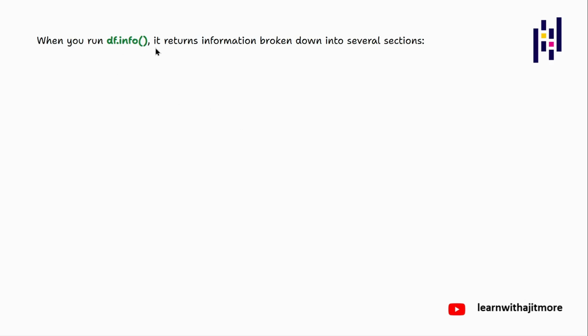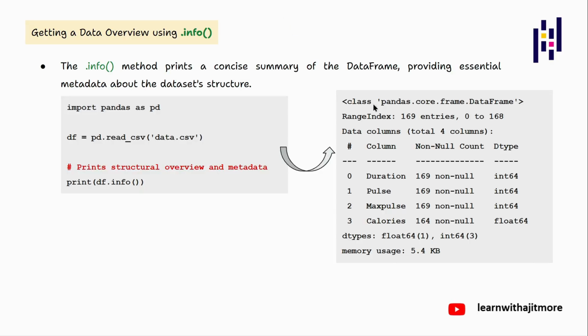So whenever you are running this df.info(), it returns information broken into several sections. All those sections you know now. The first section is giving the class name or the data structure name, meaning your data frame is kept in which data structure? So it is in DataFrame. This is the class name. This class is in this module, this module is in this package, and the package is in this sub package.